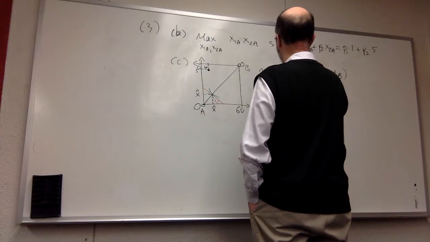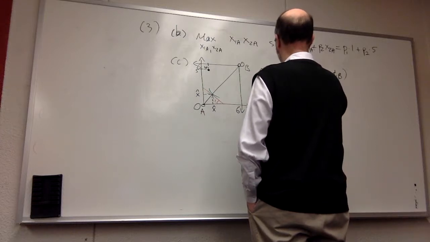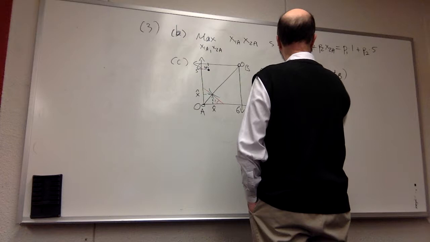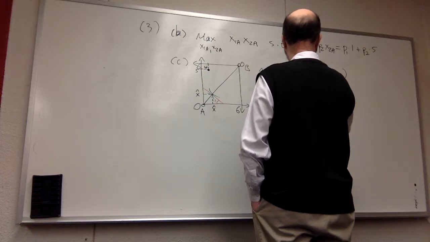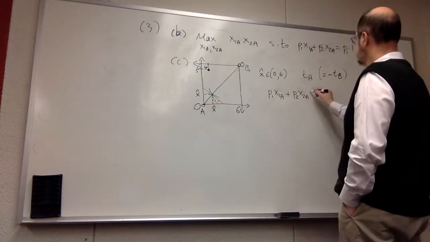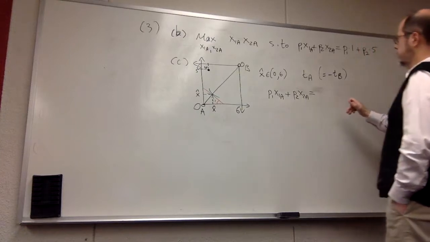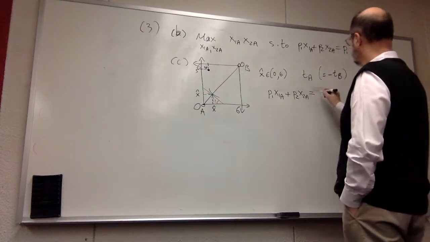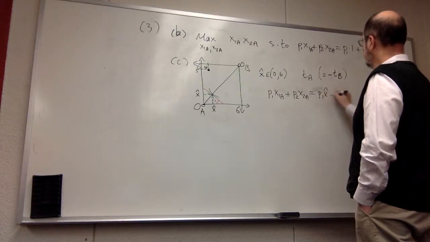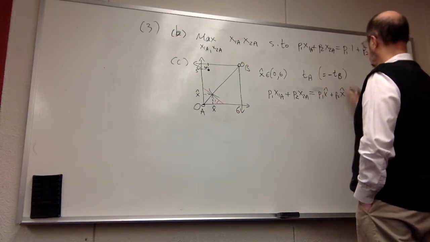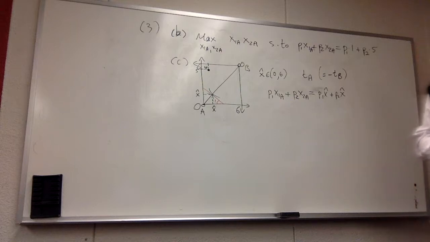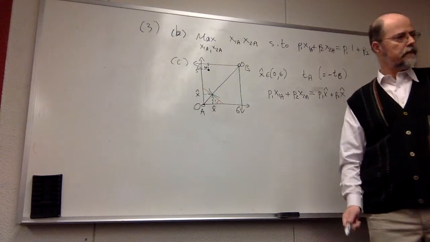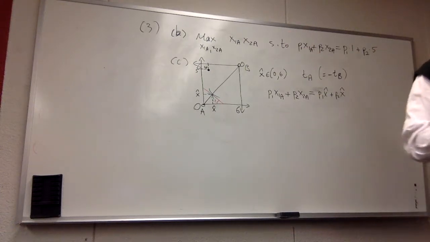I want it to be P1 x1a plus P2 x2a equals P1 x hat plus P2 x hat, right? So I want person A to be able to afford to buy that point. That's what it means. I brought them down to that budget line, right?